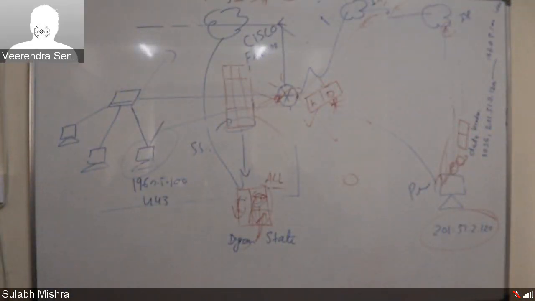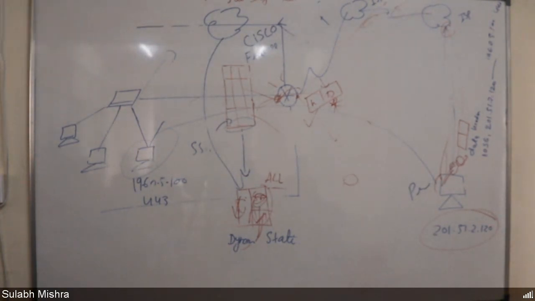Sir, Virendra here, I want to ask a question about the meaning of ACL. ACL is the full form: access control list, which controls the access. We call it ACL, access control list, which controls the access.